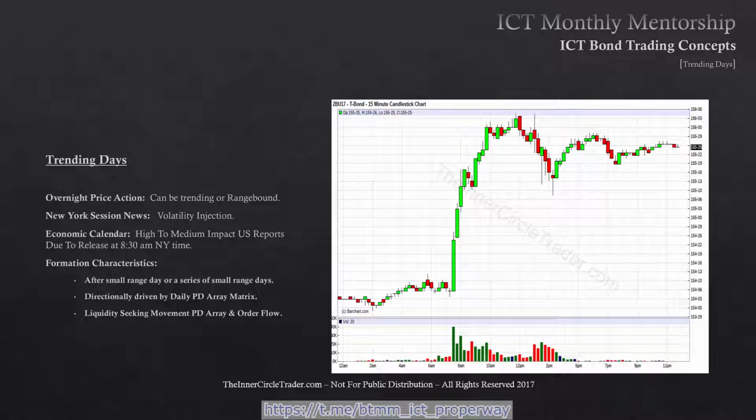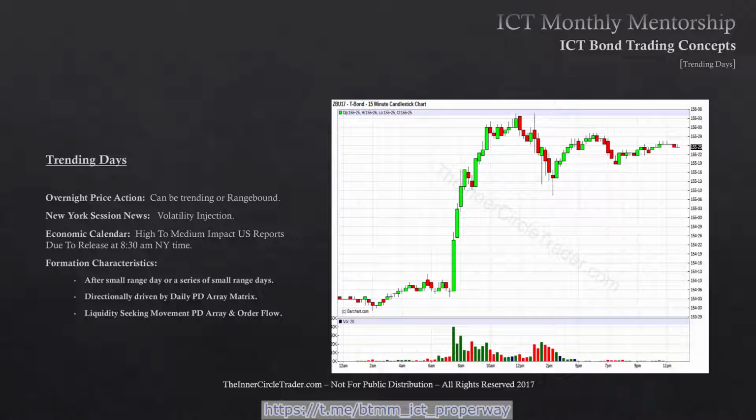And if you couple that with the fact, for instance, if these small ranges have just recently traded down into a discount array, and the economic calendar is calling for high to medium impact news reports at 8:30, we're expecting volatility injection. So we have the stage set for an expansion from discount to premium.